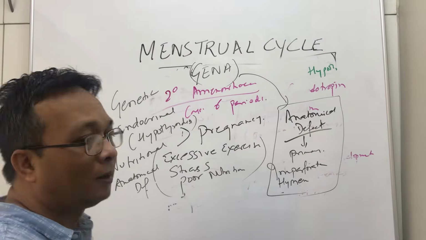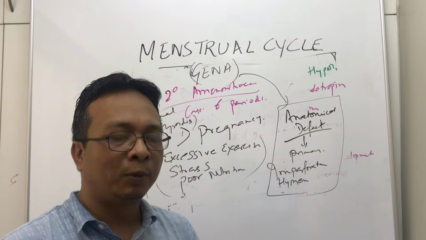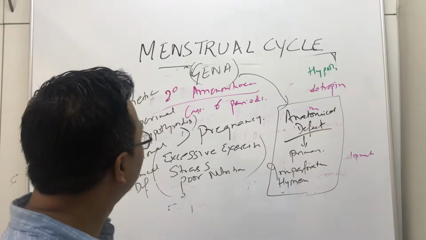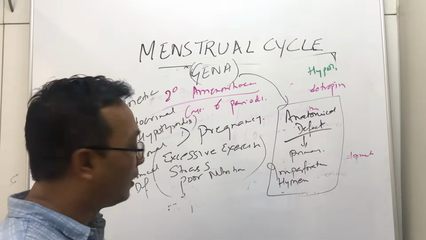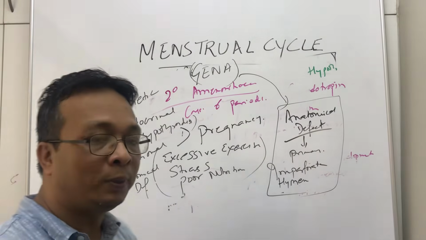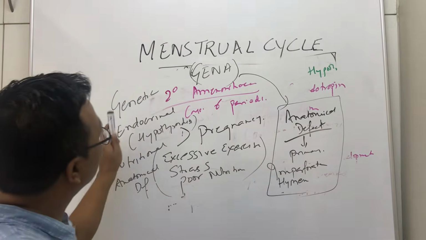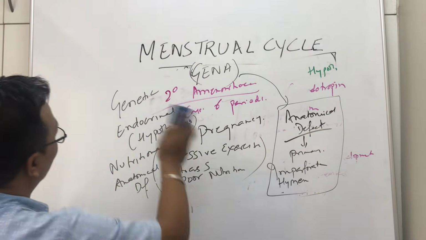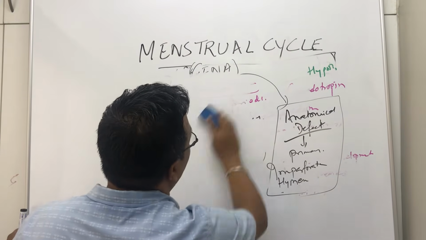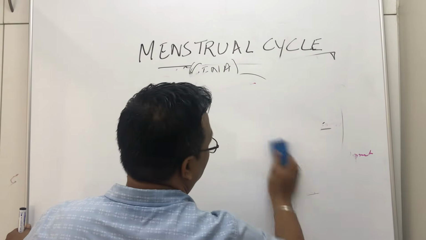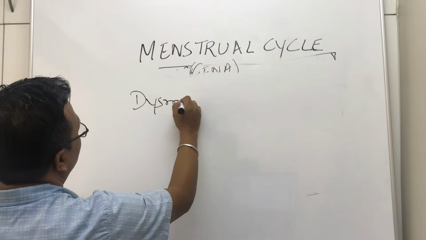So endocrinal, we have to check all the hormones, LH, FSH, progesterone, estrogen; every hormone should be studied in detail. Nutritional factors should be analyzed, and anatomical defects should be excluded by doing ultrasound or CT scan. So these are the cases of amenorrhea. Now we are going to the next part. What is dysmenorrhea? Dysmenorrhea.